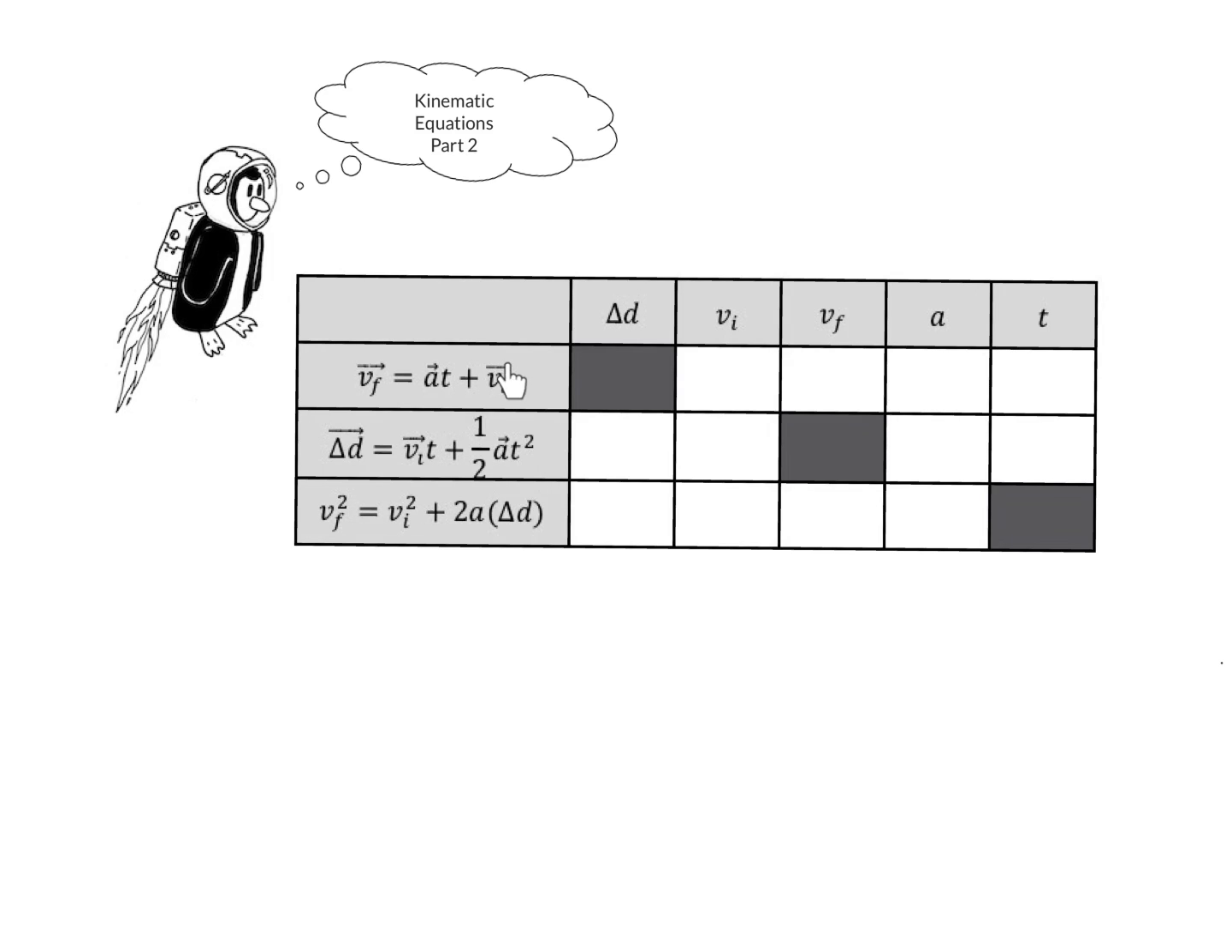They are set up in a grid, with each column going to be different variables. The idea behind this grid is to help you choose which equation to use to solve a problem. Notice this first equation, we have a final velocity, an acceleration, a time, and an initial velocity. However, there's no delta D, no change in position, so that box has been blacked out for us. The second equation, we're missing the final velocity, and the box has been blacked out. And the last equation, the timeless one, the time box has been blacked out for us.